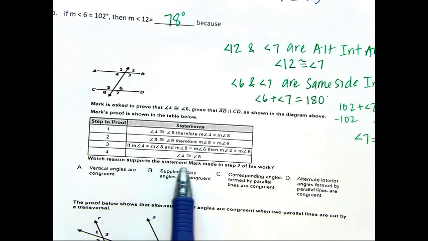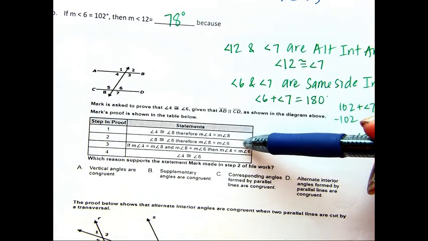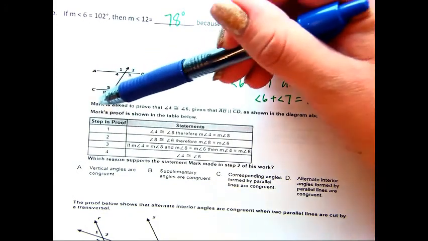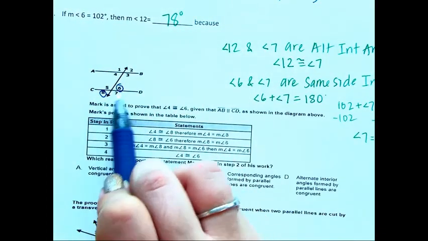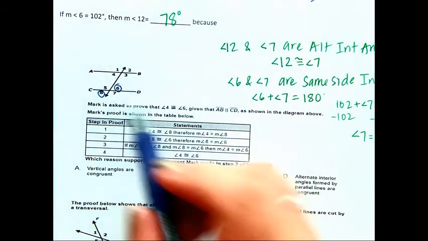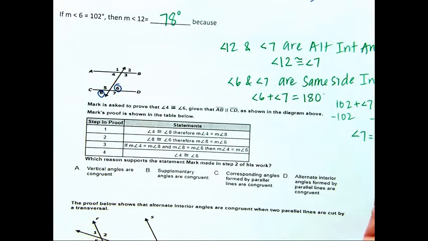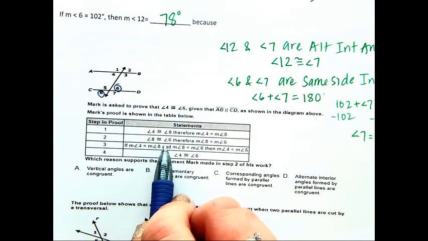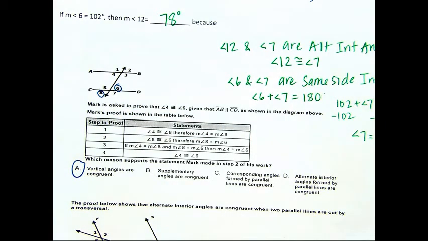Which reason supports the statement Mark made in step 2 of his work? So this step. We're looking at 8 and 6 here. One's on the interior, one's on the exterior, and they're not corresponding. But whenever you see this X shape, that means opposite angles are called vertical angles, and they're congruent. So angle 8 and angle 6 are congruent, therefore they're equal. That's because they're vertical angles, and vertical angles are congruent.